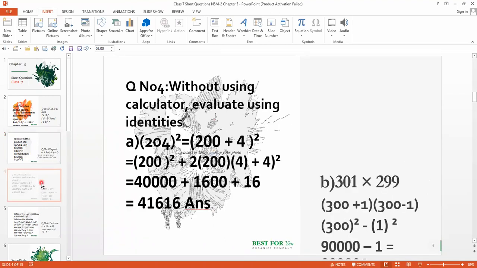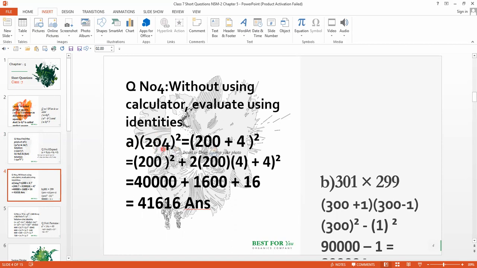And that is question number 4. Okay, very important. You have already done it in your exercise. So I have to take one question. I took this myself so that I want to know how much that topic is clear to you. Okay. So without using calculator, evaluate using identities. We learned about these three identities. Okay. In the second and third slide.